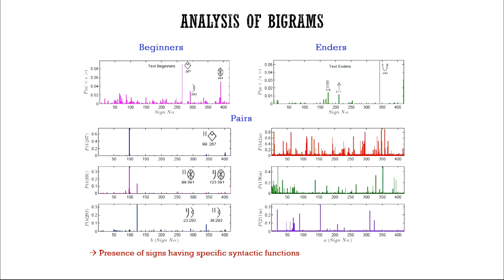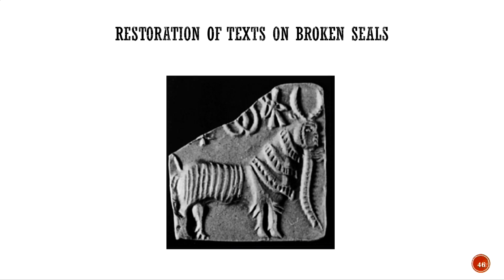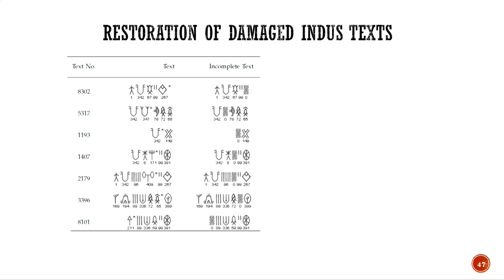For example, this is the beginner, this is the ender, then they have correlations between them and so on. Now, how do we go about restoring the Indus text? This is an example of an object which is broken and the text is lost. So we can use this model to fill in these signs.